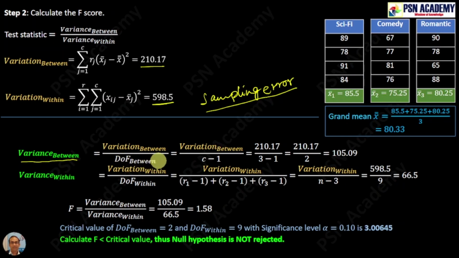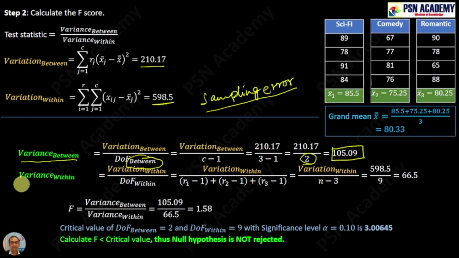So degree of freedom is always C minus 1. We have 3 samples over here, so the value of C is 3. We are dealing with between. Whenever you are dealing with between, we are dealing across the samples. And whenever we are dealing with within, we are dealing within the samples, right? So the number of samples is 3. So 3 minus 1 gives you 2. So the degree of freedom between is 2. So divide this 210.17, that is a variation, by 2, and you would get 105.09 as your variance between.